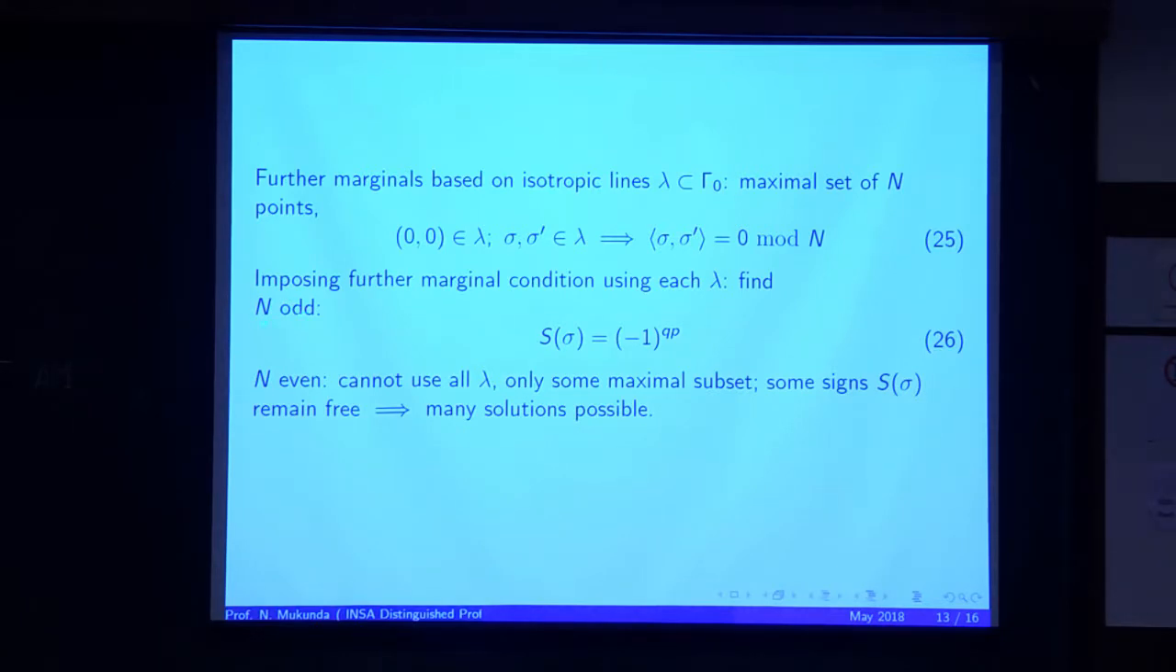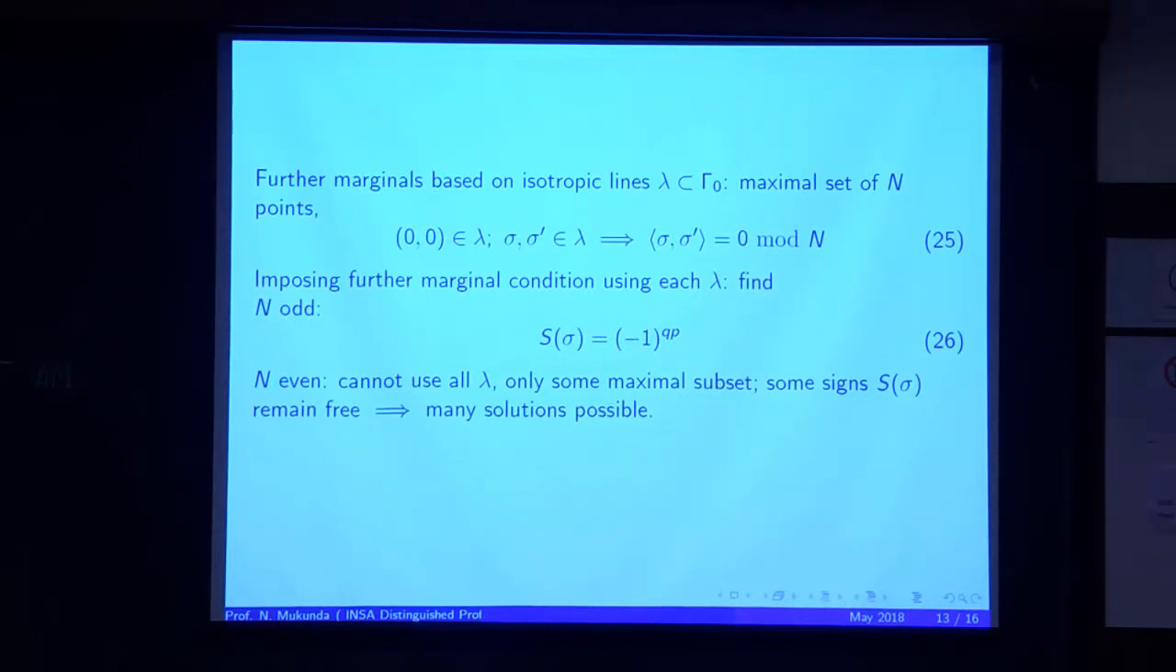For the odd dimensional Hilbert spaces, there is a unique solution. Everything can be satisfied, all the marginals can be satisfied, and the sign factors are determined at every point of the phase space. S of sigma is -1 to the power QP. If either P is 0 or Q is 0, that gives you +1.